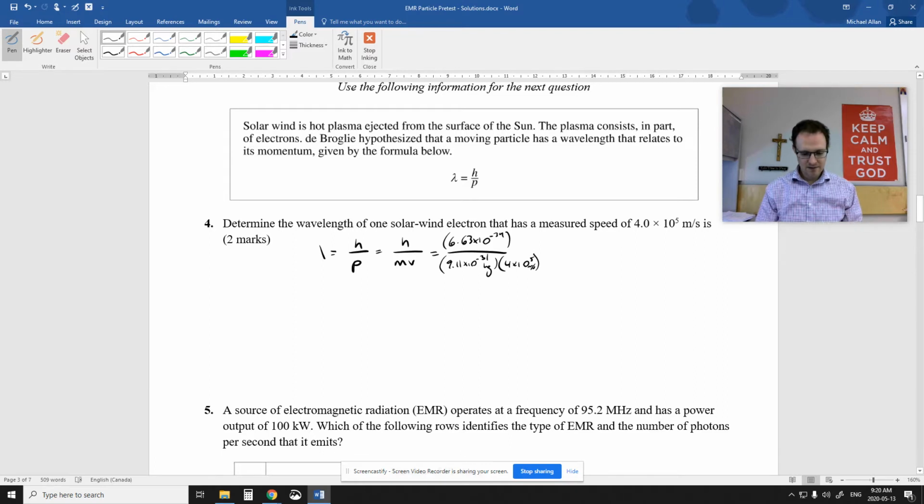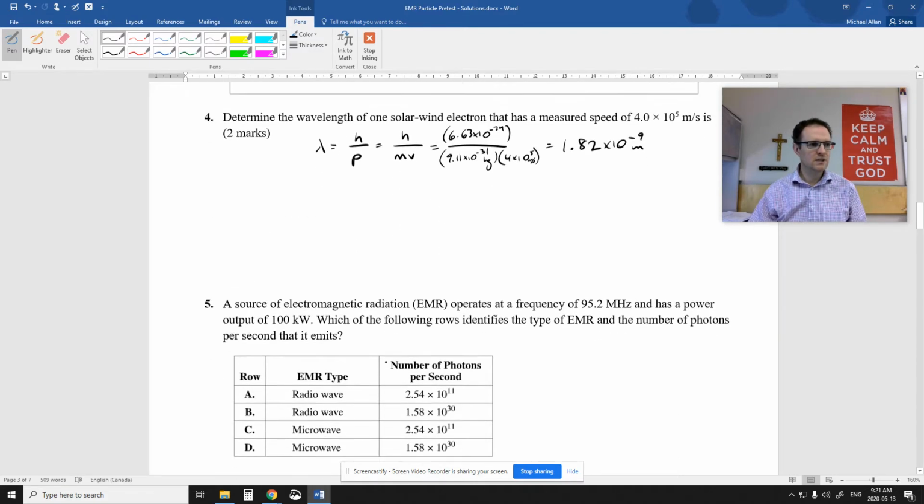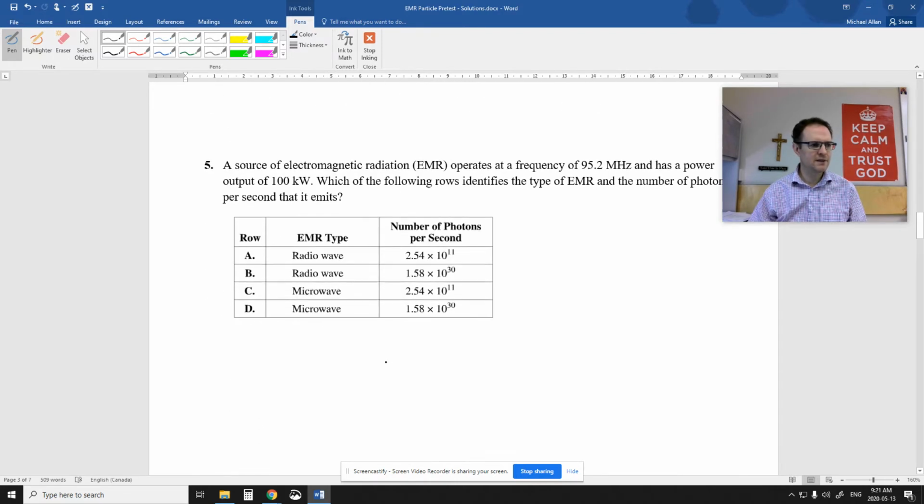On my calculator, let's see, h. Is my h stored in my calculator? Hey, it is. Okay, divide by 9.11 times 10 to the negative 31, okay. Divide by the speed here. Okay, so we get a wavelength of 1.82 times 10 to the negative 9 meters. So that's actually quite small. Cool. I think that's all we need. Something like that. Yeah, cool.